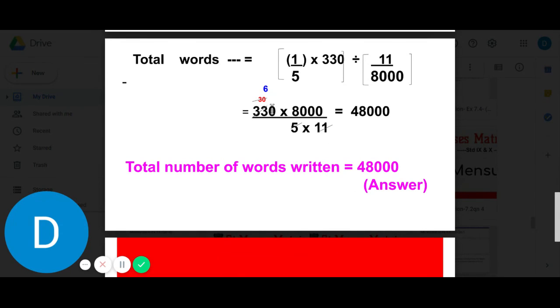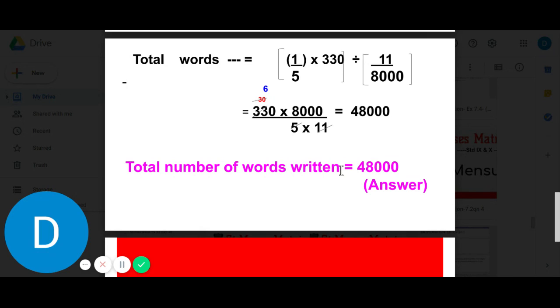11 goes in 330 30 times. Then again 5 goes in 30 6 times. So 6 into 8000 when you multiply will get 48,000. So the total number of words that can be written using 1 by 5 liters of ink is equal to 48,000, and this is the answer.